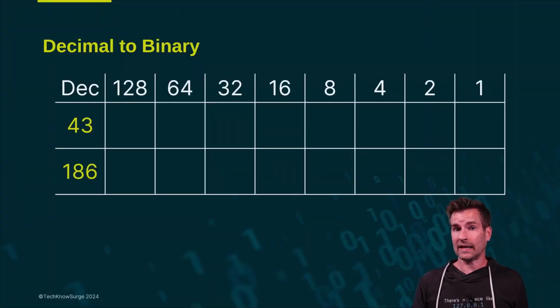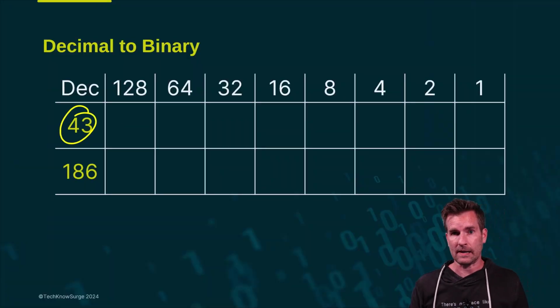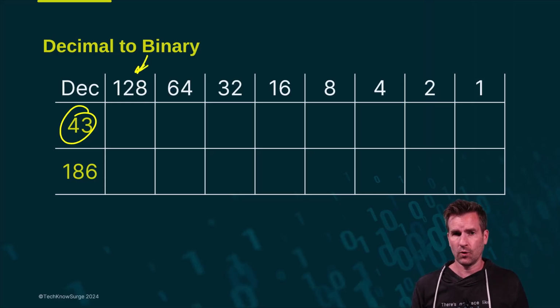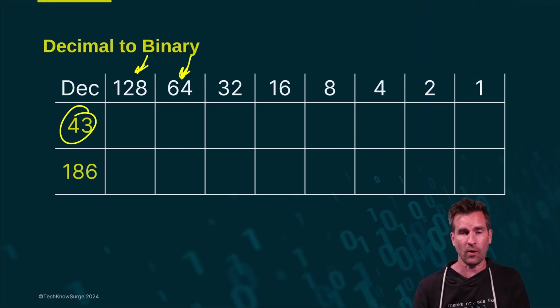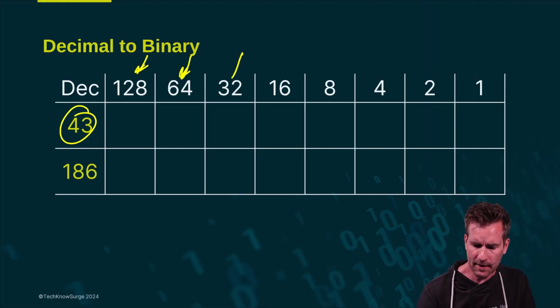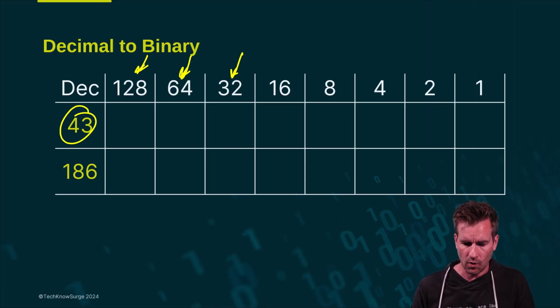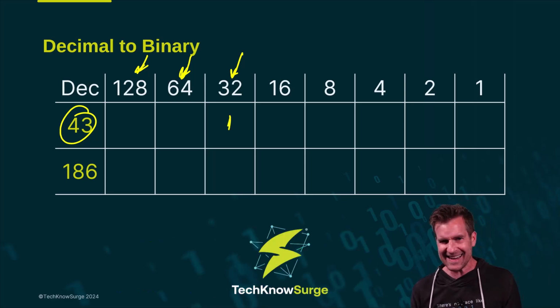So let's see what this looks like if we're using a pen or pencil to do this. Let's first of all take 43. We're just going to go down the line here. Is there a 128 in that? No, there isn't. 43 is smaller than 128. How about a 64? No, there's no 64 in there. How about a 32? Well, yes, 43 is bigger than 32. So there is a 32 hiding inside of it.